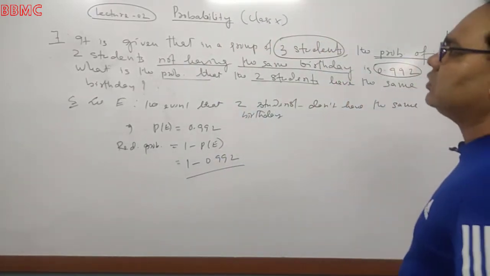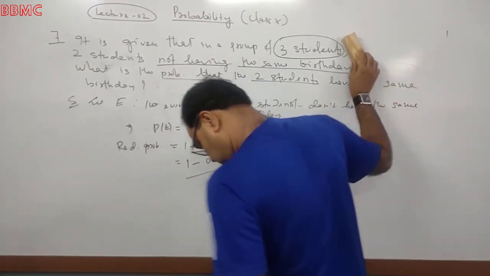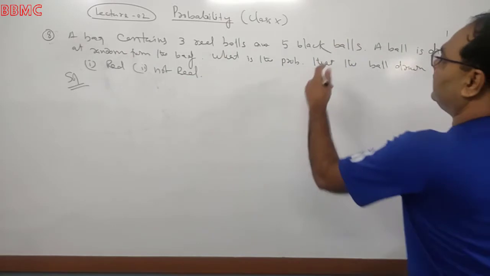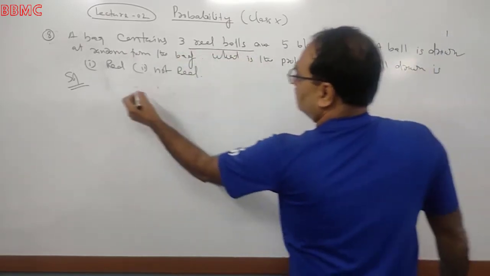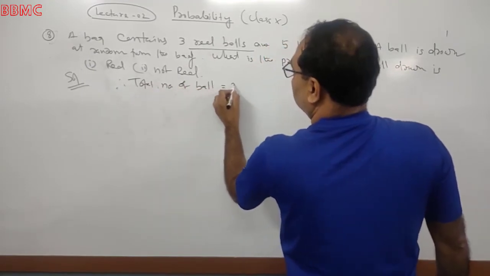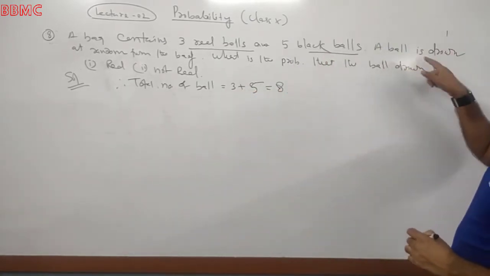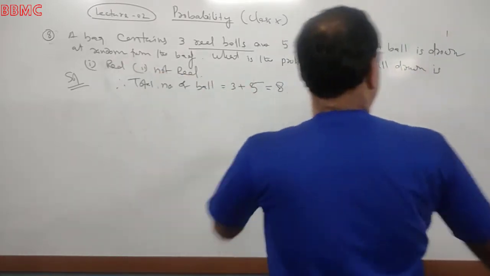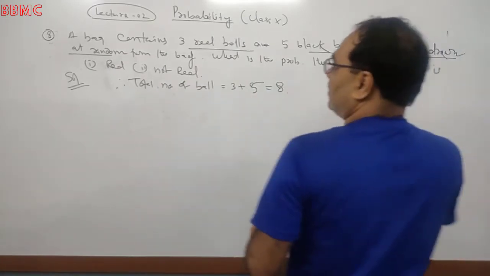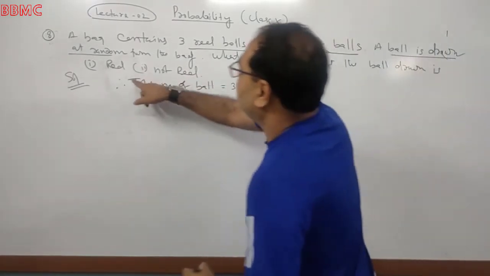So let's go to question number 8. What we have given? A bag contains 3 red balls and 5 black balls. Therefore, the total number of balls is equal to 3 plus 5 is equal to what? A ball is drawn at random. What is the probability that the ball drawn is red and not red?